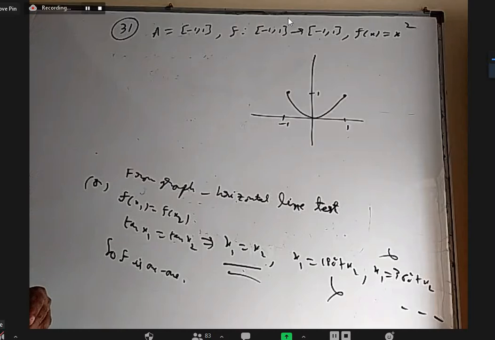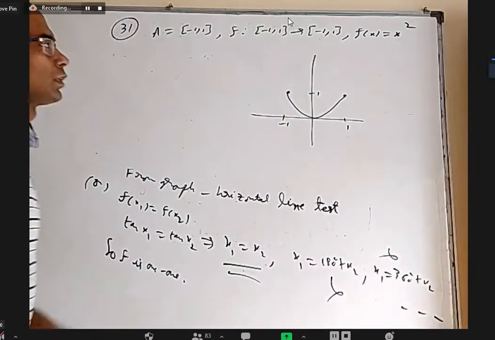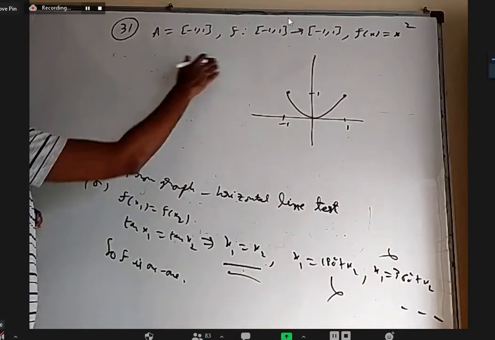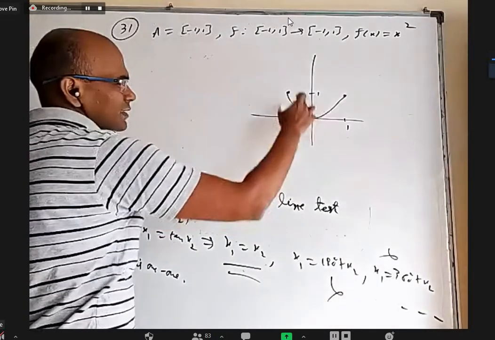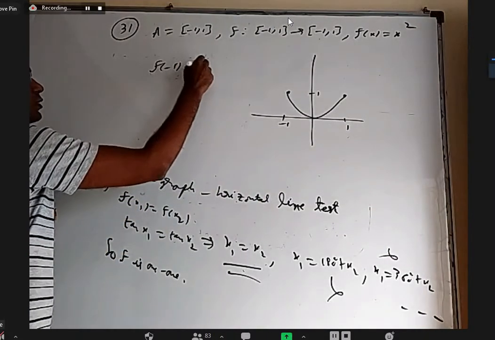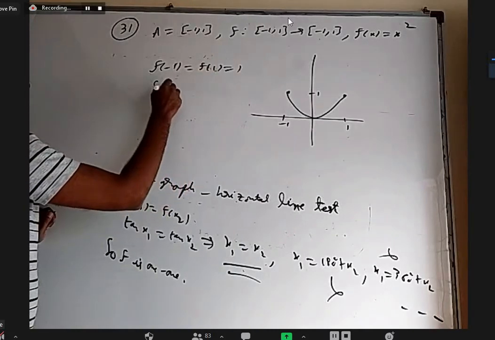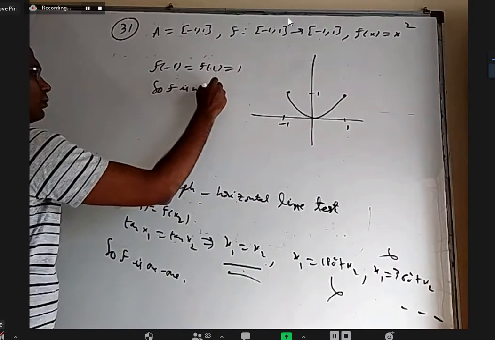So what do you think this function is? Neither one-one nor onto. Yes. One-one means any horizontal line should not intersect twice, or you can simply write a counterexample: f of -1 equals f of 1 equals 1. So f is not one-one.